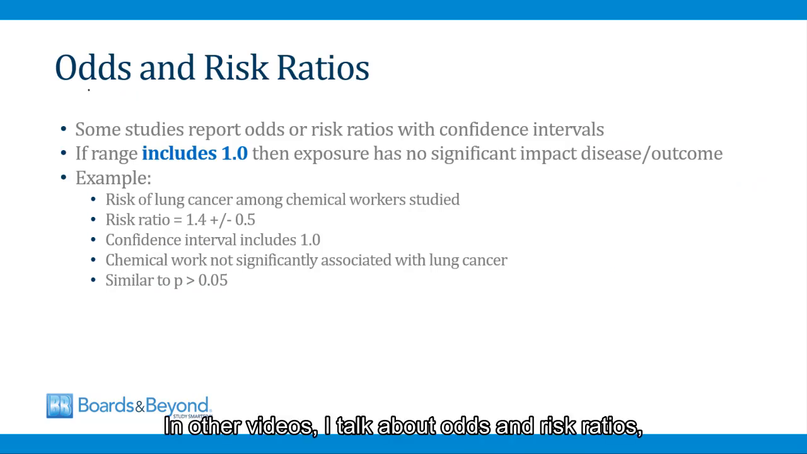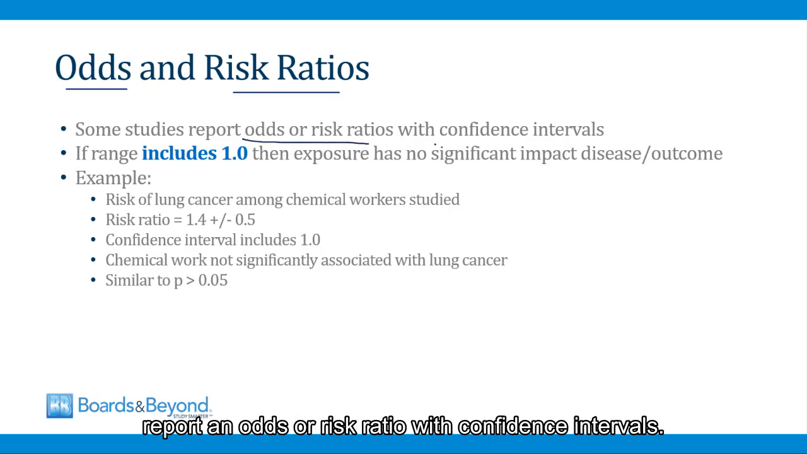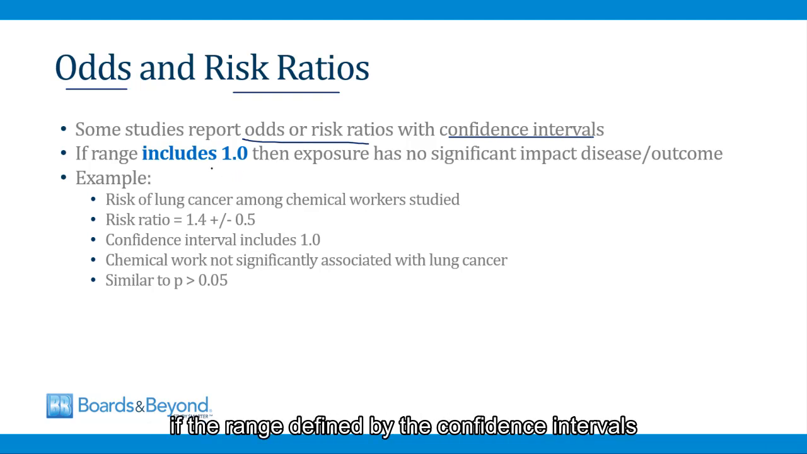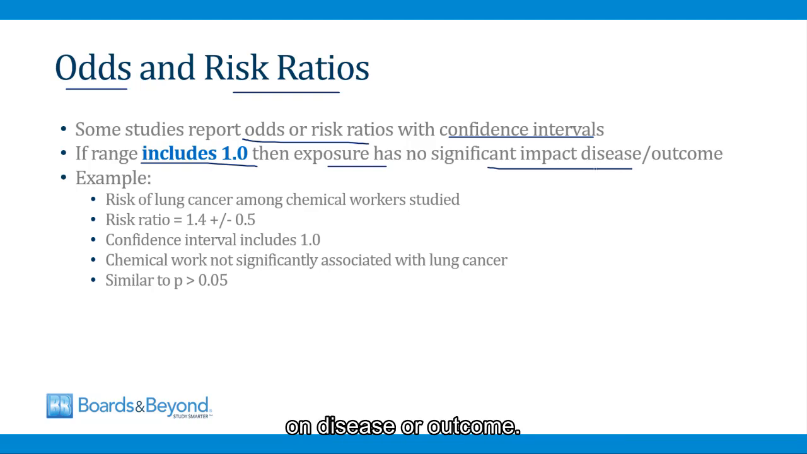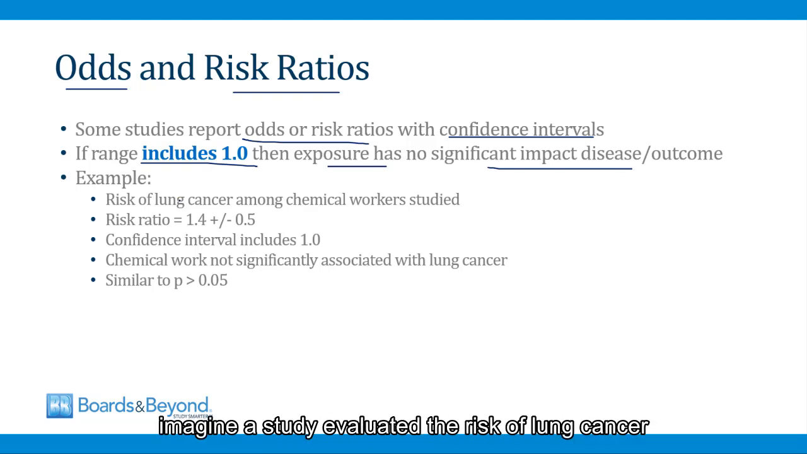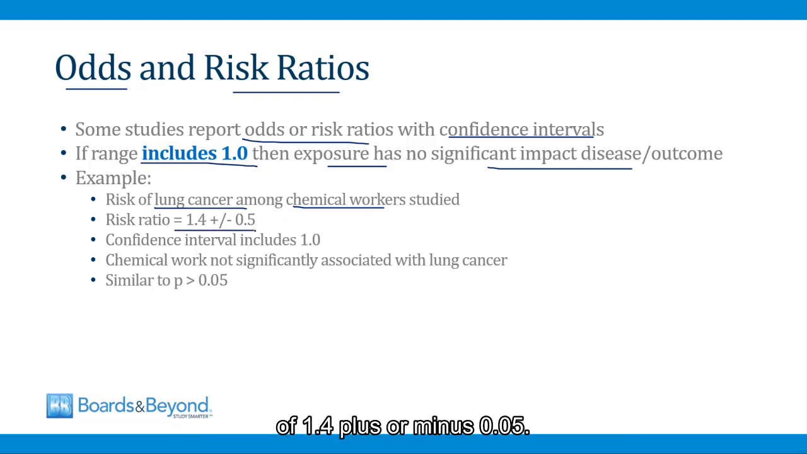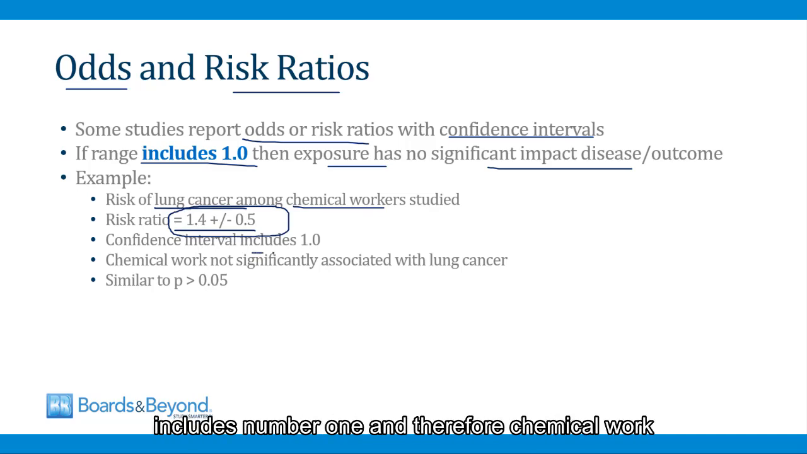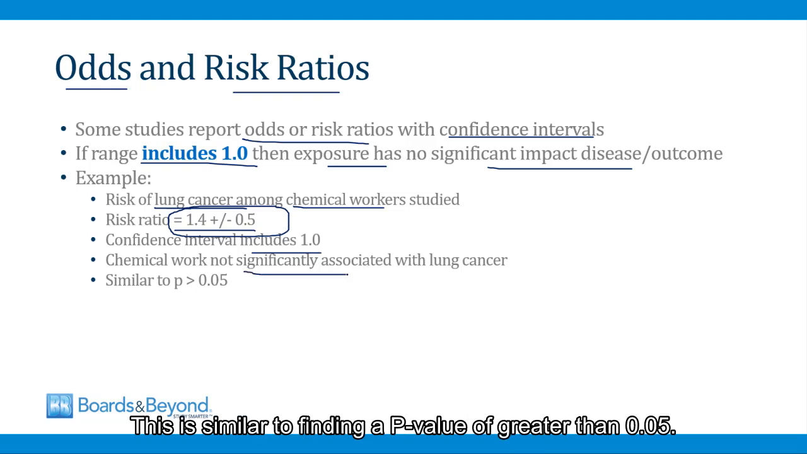In other videos, I talk about odds and risk ratios, and you should be aware that some studies report an odds or a risk ratio with confidence intervals. When this is done, if the range defined by the confidence intervals includes the number 1, then the exposure has no significant impact on disease or outcome. So for example, imagine a study evaluated the risk of lung cancer among chemical workers and found a risk ratio of 1.4 plus or minus 0.05. This range defined by the confidence intervals includes the number 1, and therefore chemical work is not significantly associated with lung cancer. This is similar to finding a p-value of greater than 0.05.